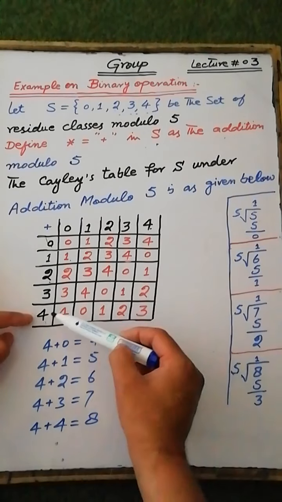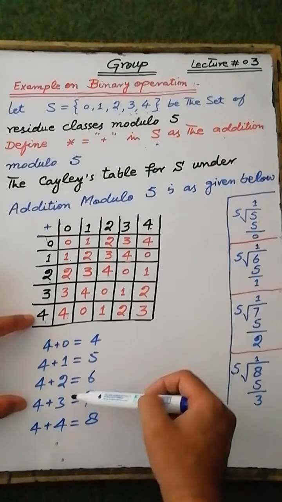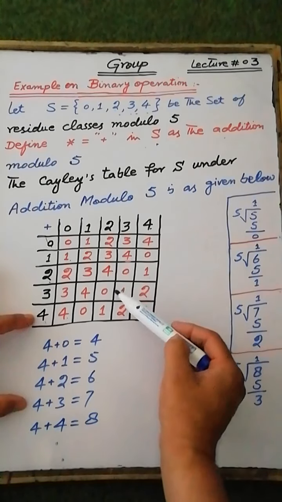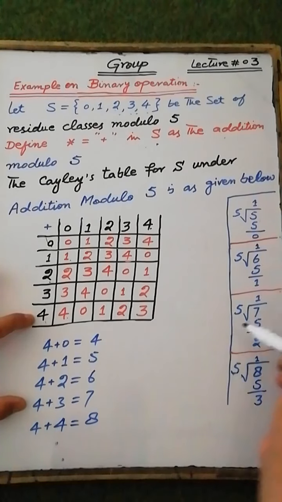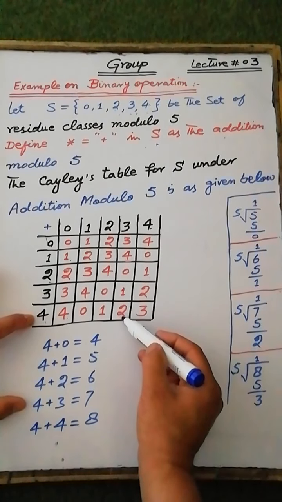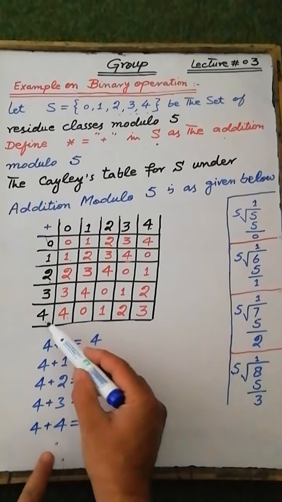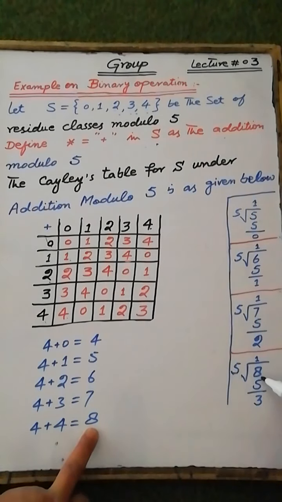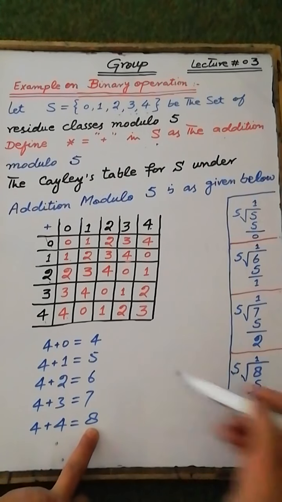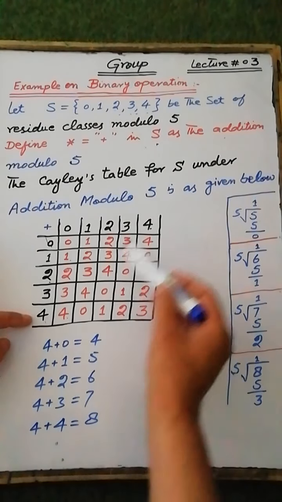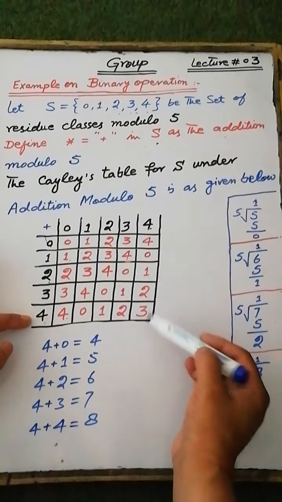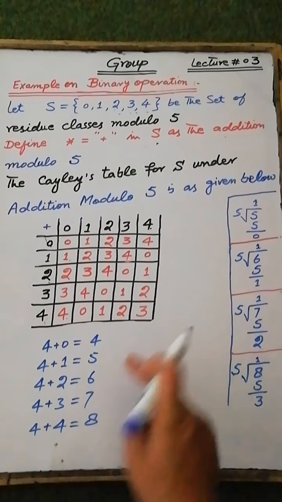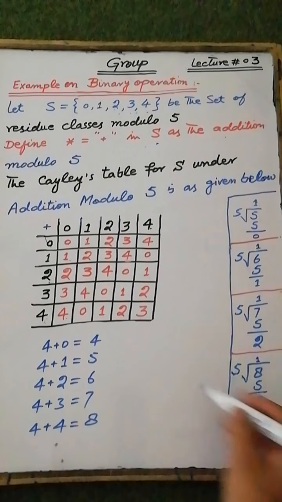Therefore when we add 4 with 3, the result is 7, which is greater than 5. Therefore according to this rule, we write the remainder here, which is equal to 2, and 4 plus 4 is equal to 8. This element is greater than 5. We divide 8 by 5, the remainder is 3. Therefore when we add 4 with 4 according to the residue classes modulo 5, this result is greater than 5. Therefore we write here the remainder, which is equal to 3.